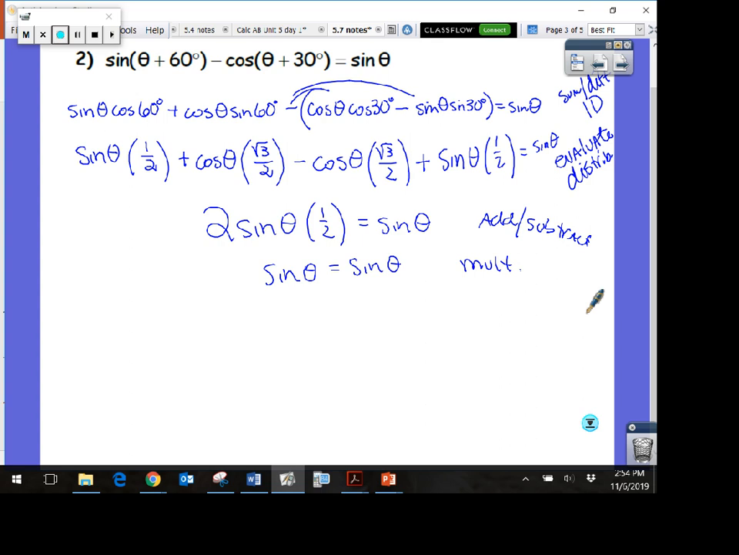Now I have to know the sum and difference identities and how to expand them. So if I don't know that, that's a problem. But if you know them, then it's easy. You just evaluate when you can. If there's a theta or an x or a capital R, whatever that is, you just have to leave it there.